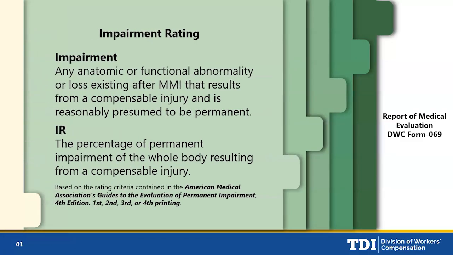Now, the impairment rating, let's talk about that. So there's two things on this form. One's the MMI date, and the other is if they have some anatomical or functional abnormality because of that injury. That's a permanent function, a loss of function. That could be impairment. It is a percentage of permanent impairment for the whole body. Now, in Texas, we are still using the AMA, American Medical Association Guides, the 4th edition. So all of the impairment ratings assessed in the current workers' compensation system is based on the AMA guides of evaluation of permanent impairment, 4th edition.